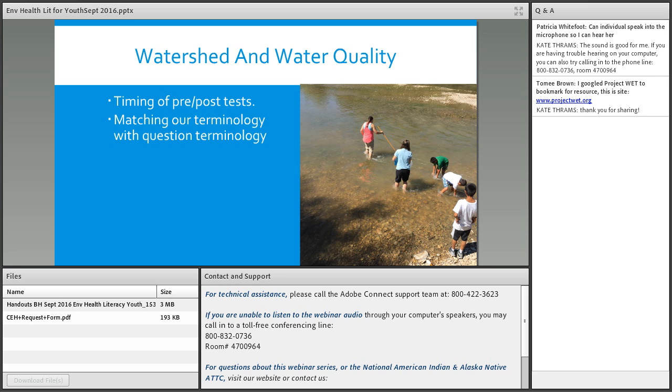And then another thing was the terminology. And so we had to make sure in the next summer when we did this, we were using the same terminology and that those terms were reflected in our pre and post questions.